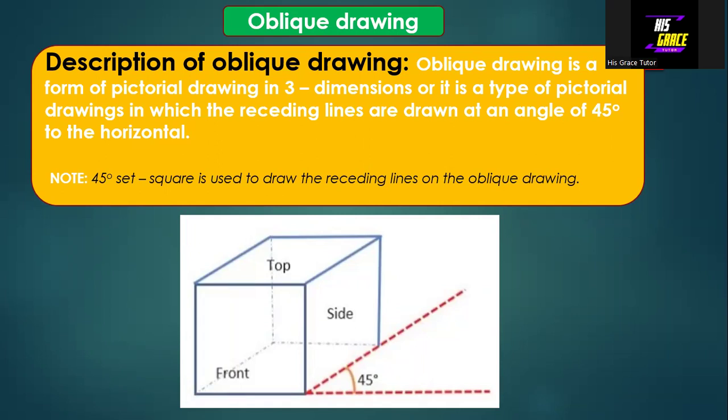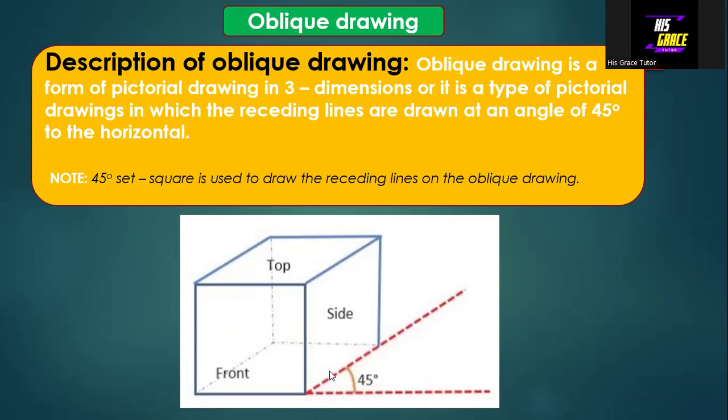Now that we are looking at oblique drawing as a form of pictorial drawing, the difference between oblique drawing and isometric drawing is that when we are to construct an oblique block or object, we have to make use of our 45 degree set square to draw the receding lines at an angle of 45 degrees to the horizontal. This diagram is showing us the receding line. This is the receding line, and it is drawn at an angle of 45 degrees to this horizontal line. So that is what we have there.